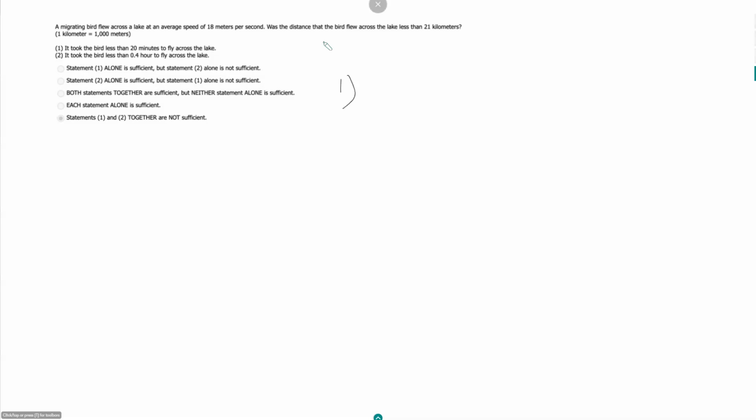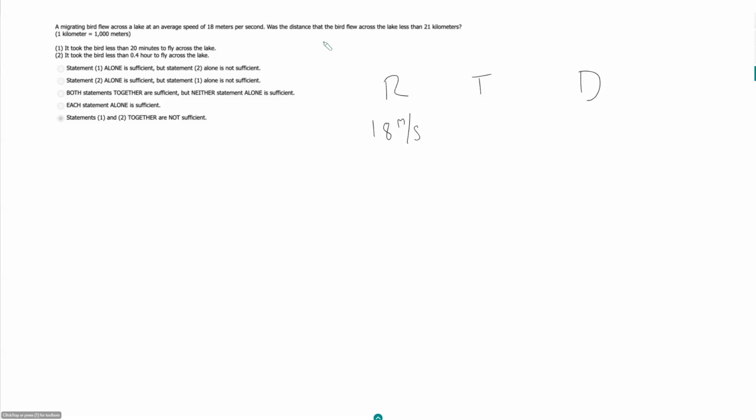Before we look at the statements, I want to put everything in terms of, so I got kilometers versus meters. Meters is the smallest one, so I want to get everything in terms of meters. Then I want to get all my times in terms of seconds. So my rate is already in the units I like, meters and seconds, so I can keep that as is.